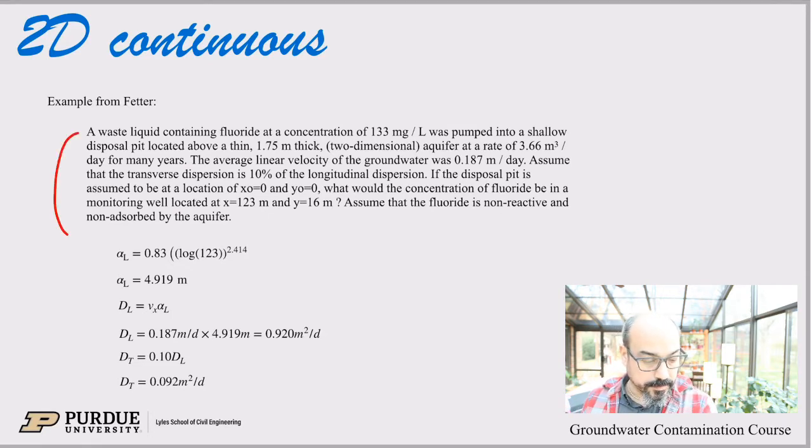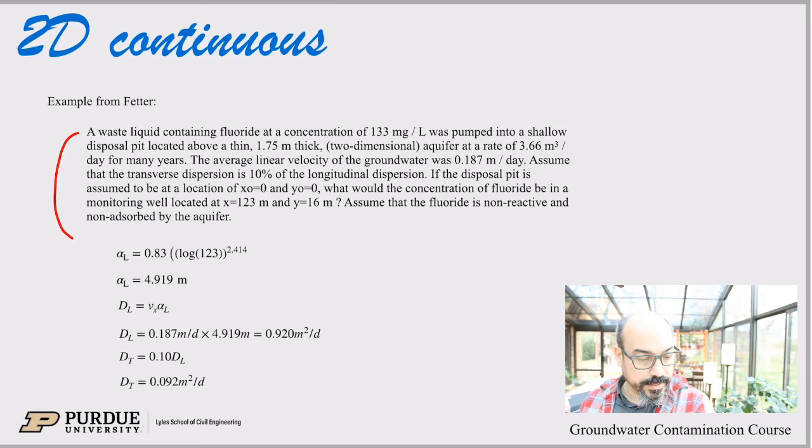So, statement: a waste liquid containing fluoride at a concentration of 133 milligrams per liter is pumped into a shallow disposal pit located above a thin 1.75 meter thick 2D aquifer at a rate of 3.66 cubic meters per day for many years. The average linear velocity of the groundwater is 0.187 meters per day. Assume that the transverse dispersion is 10% of the longitudinal dispersion, per usual.